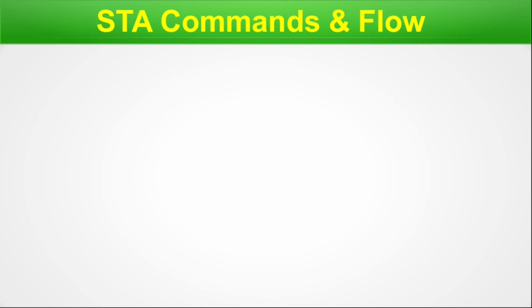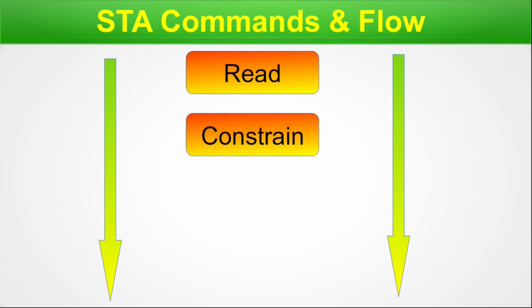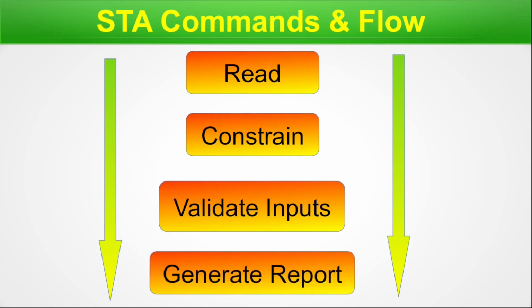STA commands and flow. You have just seen all the input files. Now, all of these files have to be processed in a specific manner. Here is that flowchart. We will proceed in this direction for the progress of the flow. First, we read all the input files. Next, all the constraints are activated. Then, all the inputs are validated. Finally, we generate all kinds of reports, histogram or design data access. So, this is our short and sweet flow and we are done with this particular slide. So, let's move on.